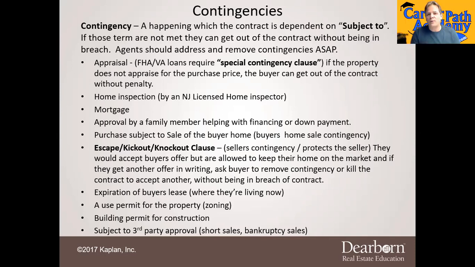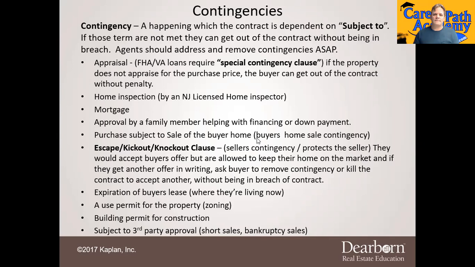This is very common. This is how we protect the buyer. Because if they can't get the permits, why do they need the land? Subject to them getting a building permit for construction. That's not a bad idea to do, right? Why buy a piece of land with plans to build on it, only to find out you can't get the permit to do so later? Or subject to third-party approval. For instance, if it's a short sale or bankruptcy, you're going to need to get the seller's lender's approval before you could go through with that purchase.